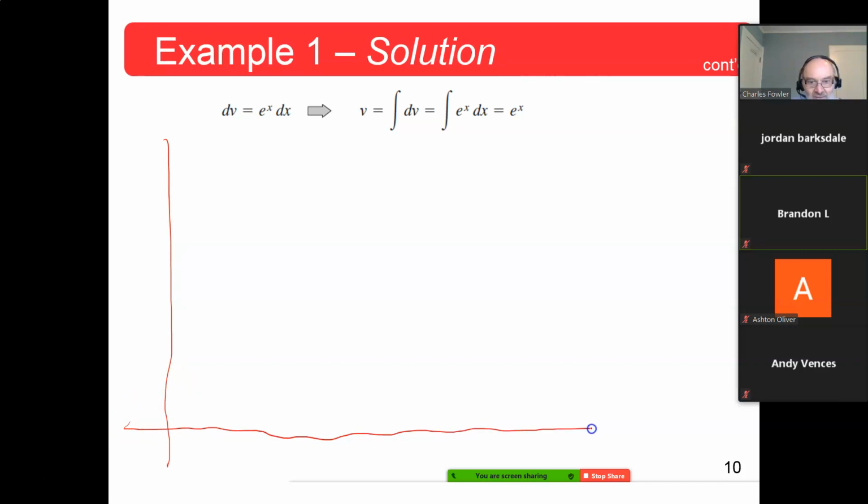Not very horizontal, but you get the general idea. Okay, now a machine part is modeled by the region bounded by the graph of y equals sine x, the x-axis, and x going from 0 to pi halves. Okay, so it says find the centroid of the region.